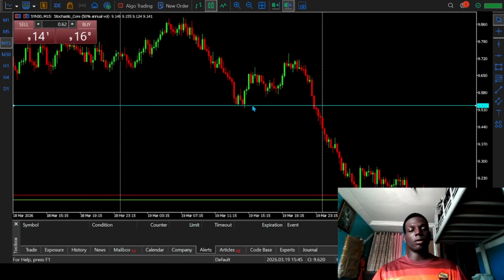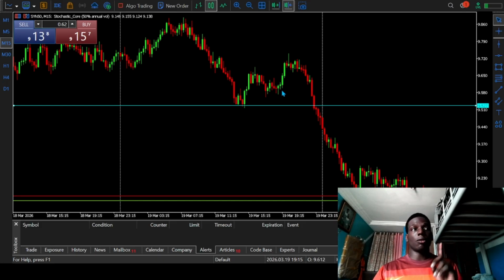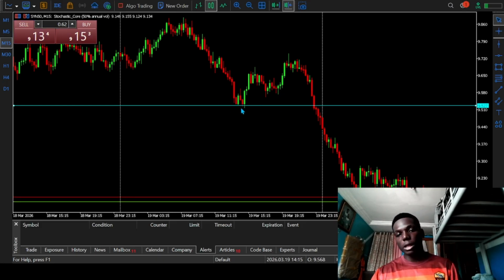Okay, because the original bias is that the market is bearish. Plus, we saw equal highs got formed, which is a strong point for us to take trades to the downside. But I was looking at the doji, so that was 2v1 technically. So I saw this one.